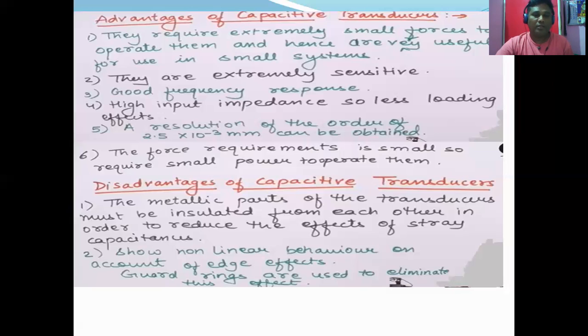The second one is non-linear behavior on account of edge effects. What is the meaning of non-linear behavior? Non-linear behavior is one type of behavior characteristic in the instrumentation. That behavior is caused by the edge effect of the transducers. So guard rings are used to eliminate this effect.